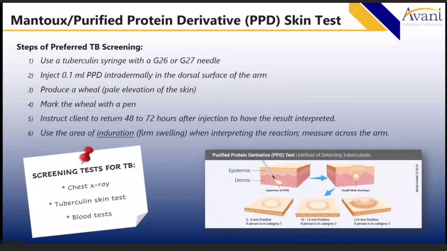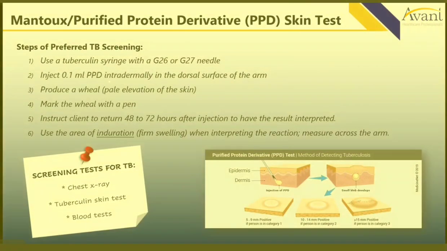And then instruct the client to return 48 to 72 hours after the injection to have the results interpreted. We typically just tell people come back in 2 days. And then if they're going to be later than that, they typically will call and say, hey, I can't get there today. What's the latest I can come? And then we'll say, okay, well, you got your injection at this time, then you need to be here before then tomorrow, right? So that they come before the 72 hours.